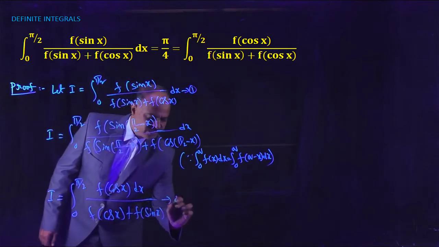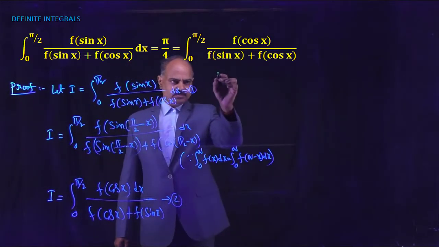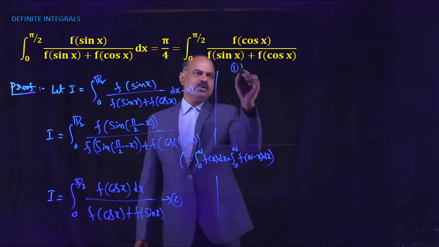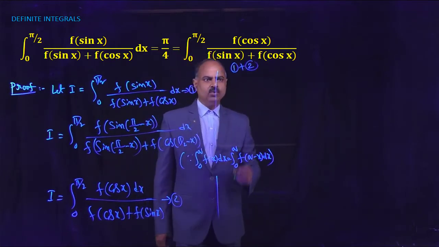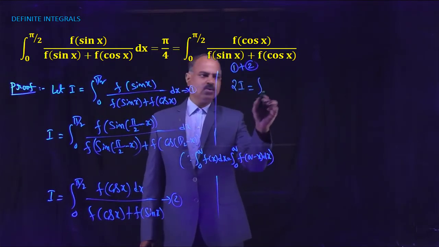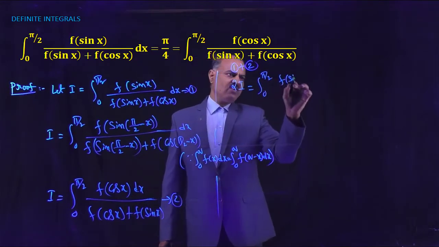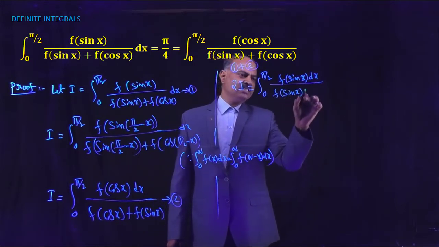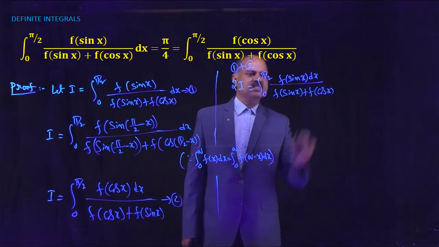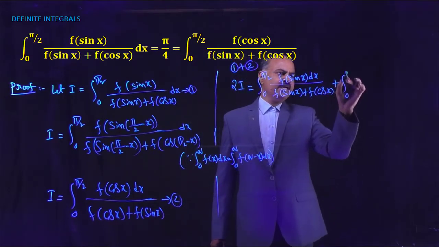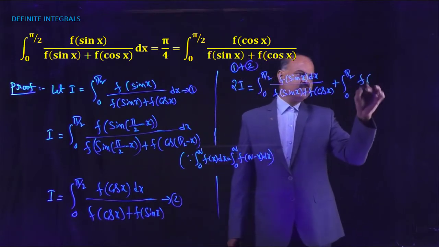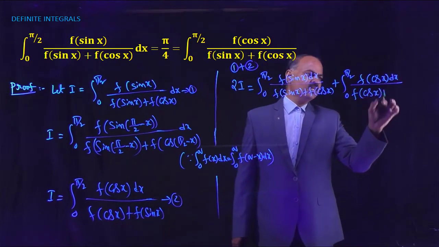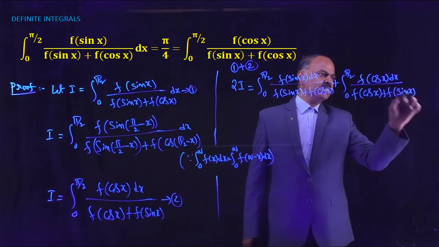So this is equation number 2. Now adding equations 1 and 2, 2I is equal to integral 0 to pi by 2 f of sin x dx by f of sin x plus f of cos x, plus integral 0 to pi by 2 f of cos x dx by f of cos x plus f of sin x.